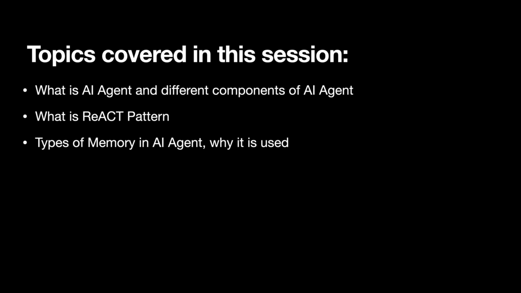We are also going to learn about one of the patterns, the React pattern, and how this React pattern is used in building the AI agent. And the third thing is a very important concept in the AI agent, that is memory. What are the different types of memory, different examples of those memories, and where and how they are used. Those concepts we are going to learn.